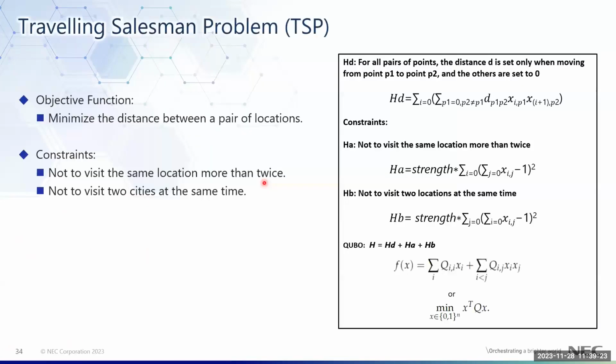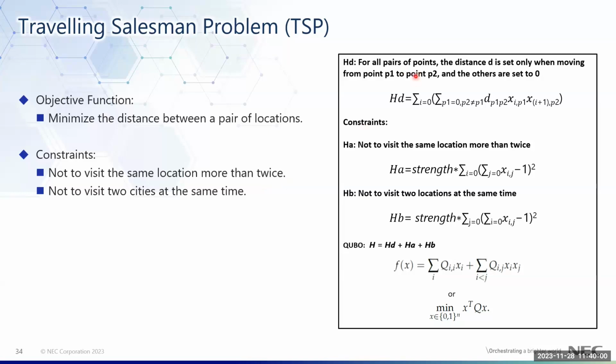Great. Okay. Now we will slowly move towards the hands-on. We will look into the code, but before we look into the code, I am trying to explain what you will expect there. Now we have a traveling salesman problem. The objective function of this traveling salesman problem is to minimize the distance between a pair of locations. And the constraints are that we are not supposed to visit the same location more than twice. It's not more than once, it's more than twice. And not to visit two cities at the same time.